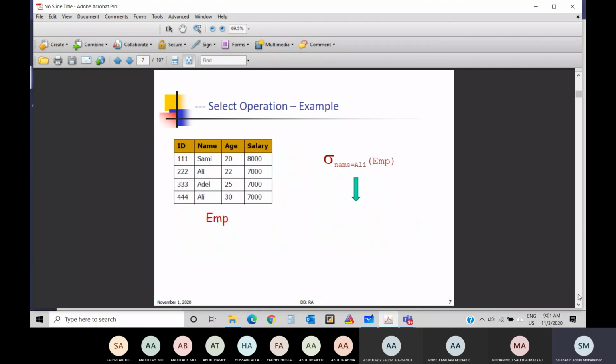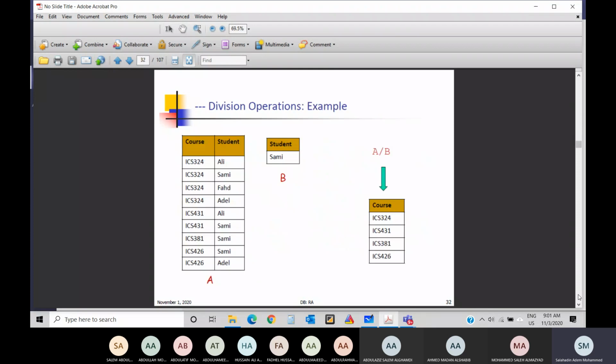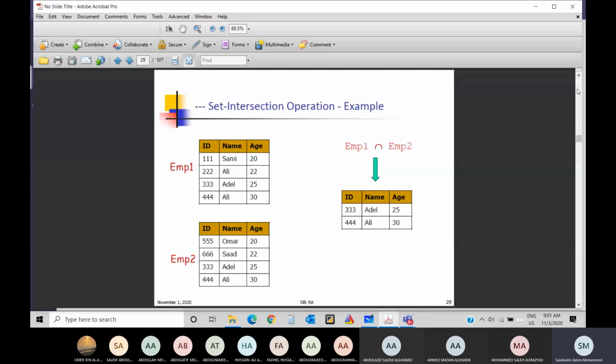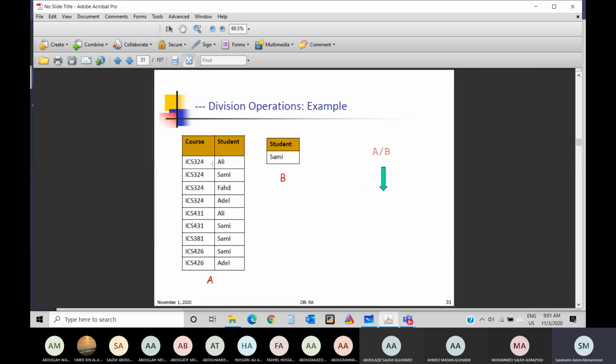Okay, so let's continue. Division is a little bit tricky, so it's easy, but you just have to pay attention. When you divide two tables, one by another, for example, I'm going to divide this table called A by this table called B. What are the columns of A? The columns of A are course and student. What about the columns of B? The columns of B is only student.